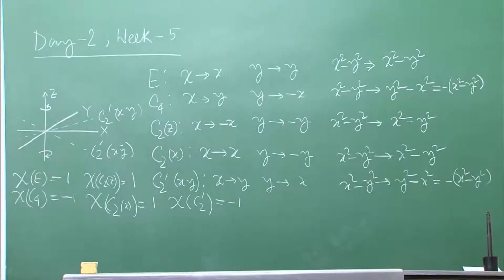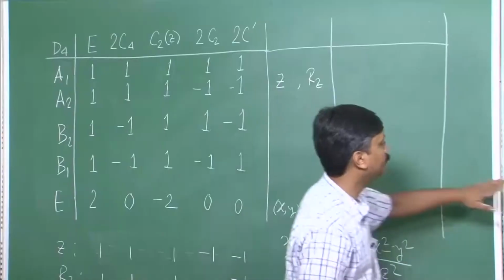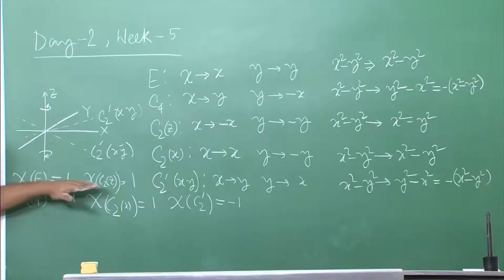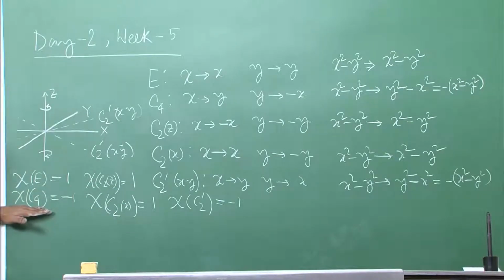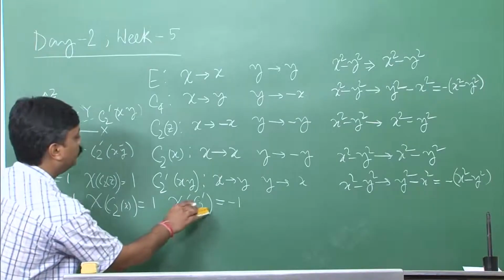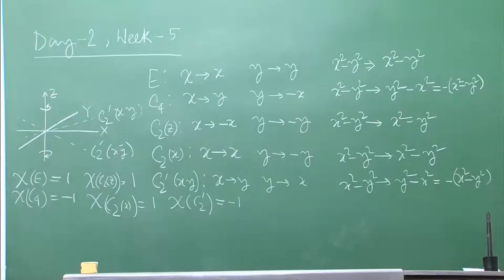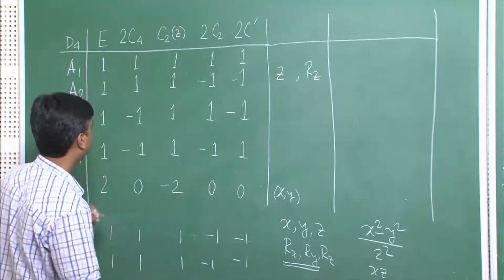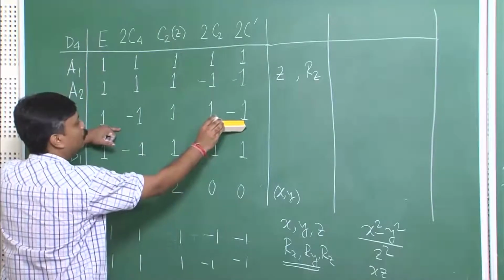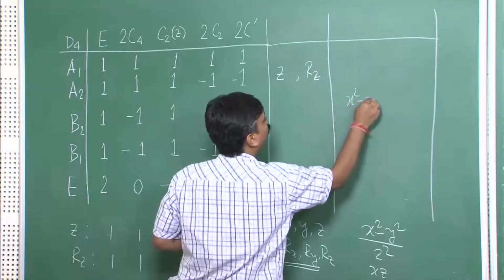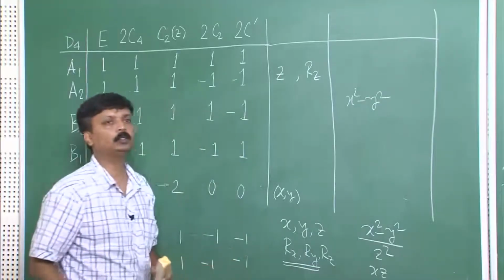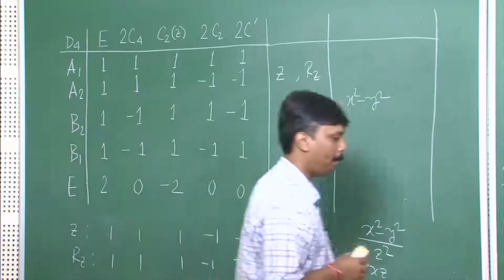Now, if I look at that and compare these chis, chi of E is 1, chi of C2z equals 1, and chi of C4 equals minus 1. So this definitely belongs to B symmetry, and then you have chi of C2 prime as minus 1. So if you look at that, you have this symmetry. So then x square minus y square belongs to this particular symmetry.